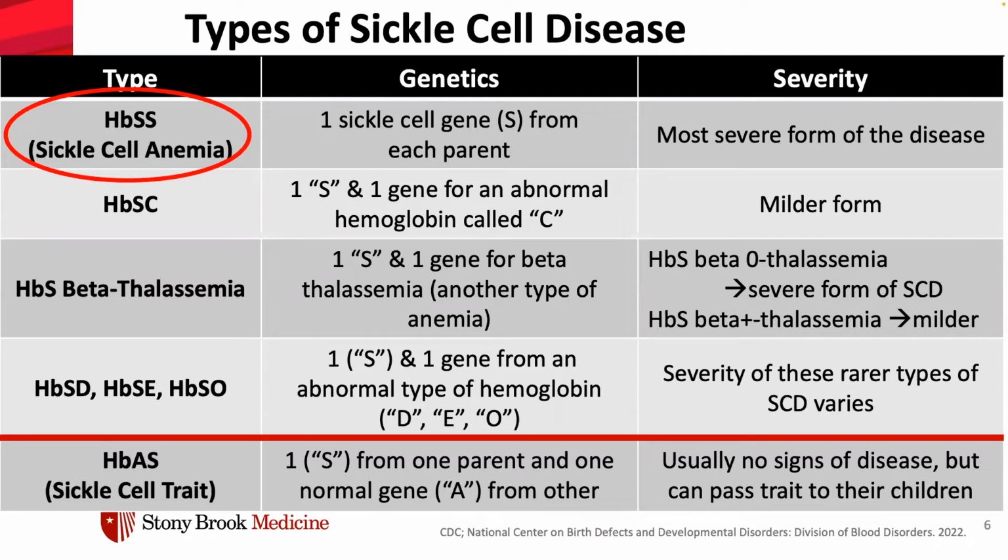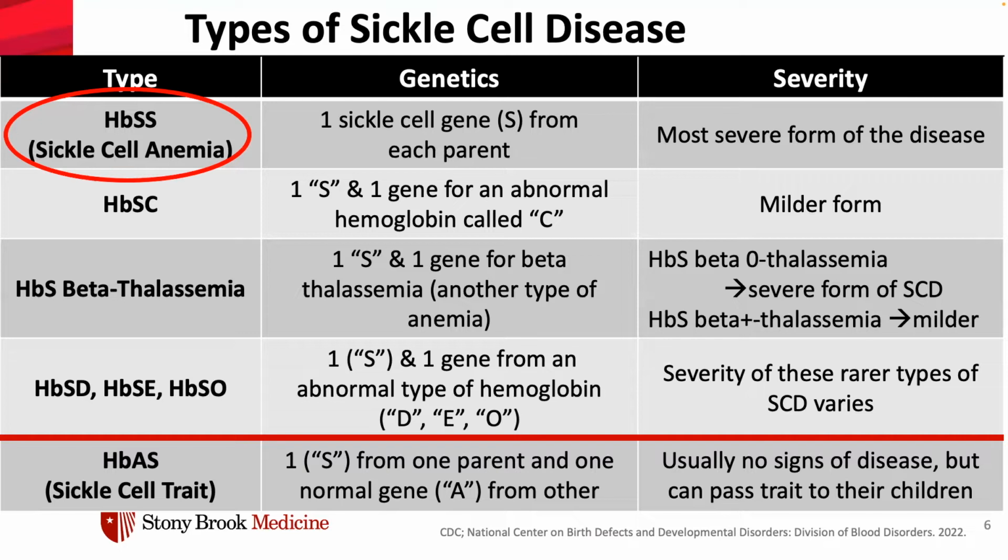There's also hemoglobin S beta thalassemia, which is another different type of anemia. The severity of that can also be based on the type of beta thalassemia that the patient has. There are also other subtypes such as HbSD, SE, and SO. But basically this just means that the patient is inheriting one sickle cell gene as well as another gene encoding for an abnormal type of hemoglobin. The severity of those rare types varies.